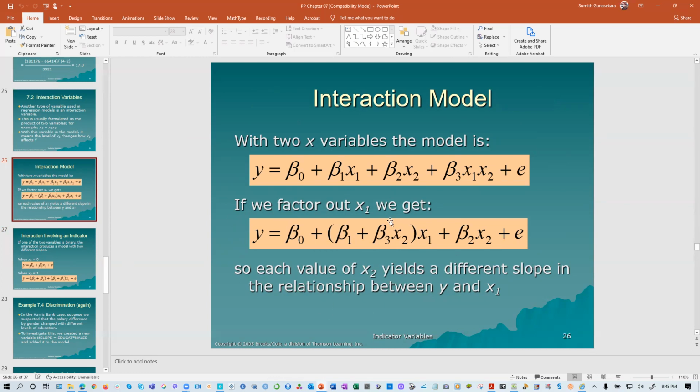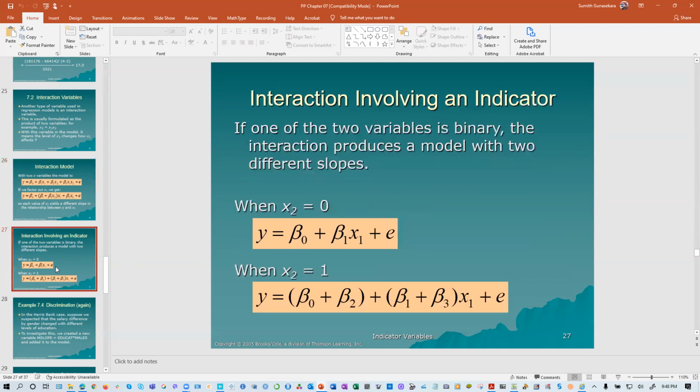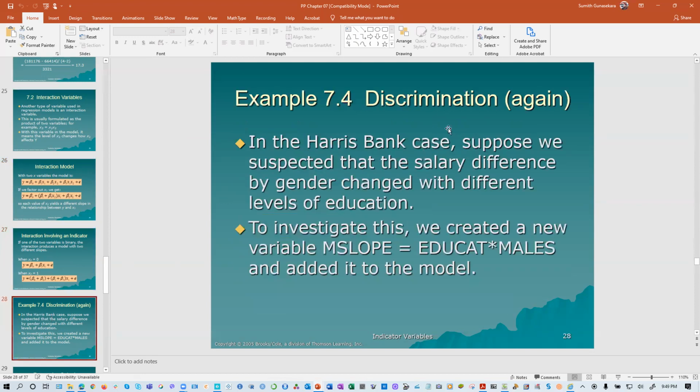Okay, so look at this one. Now what are you going to do? Male and female have this equation, even with the interaction. Look at here. This is the Harris Bank case. Suppose we suspected that the salary difference by gender changes with different levels of education.